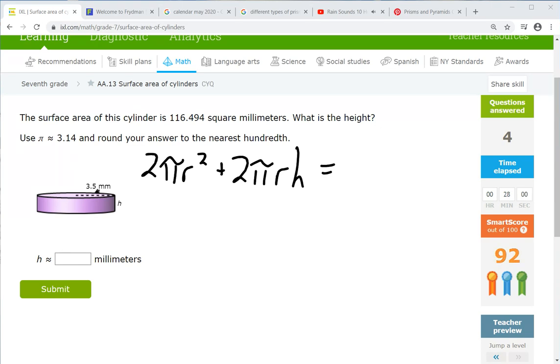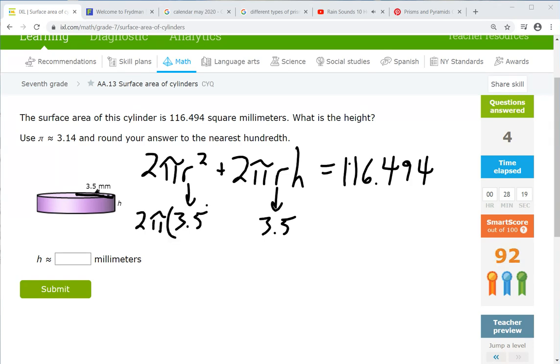Equals 116.494. So now we're going to plug in our radius, which is 3.5. So we have 2 times pi times 3.5 squared plus... You know what, maybe this would be easier if I did factor out the 2 pi. Would that make things easier? Yeah, probably would. But I'll keep it this way. I already started writing.